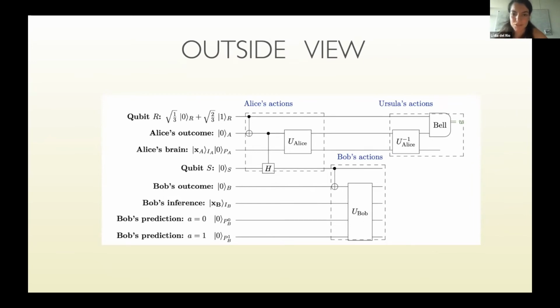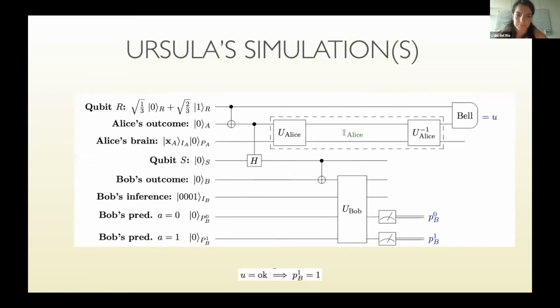Okay. First she runs the same simulation as we saw before, Bob's simulation of Alice, to get this inference that if Bob observes 1, then Alice observed 1. That's his prediction. So we put it here. Note that I already initialized here Bob's inference qubits.